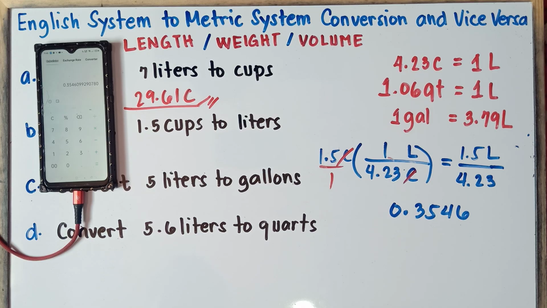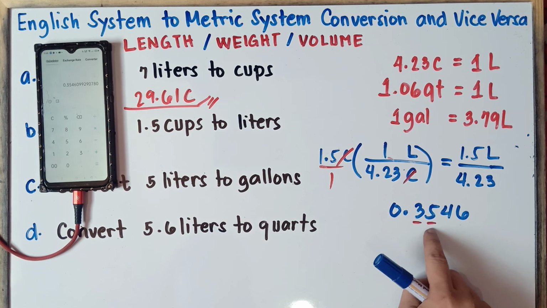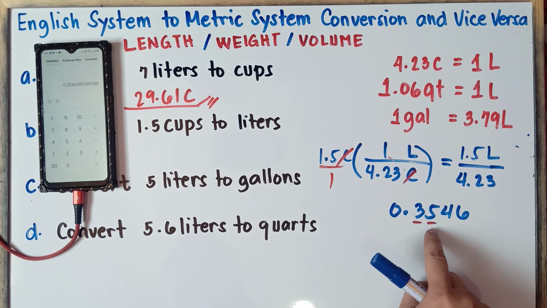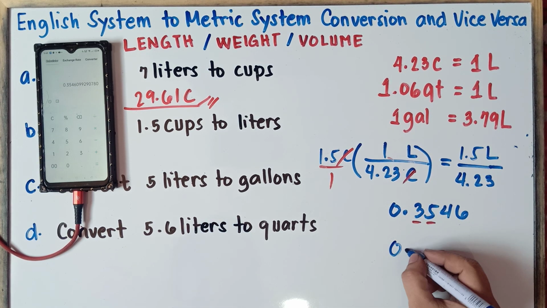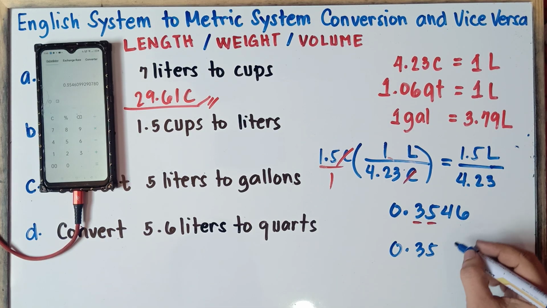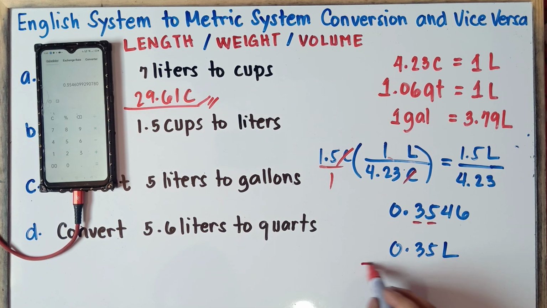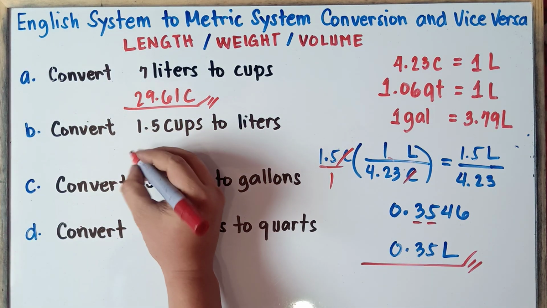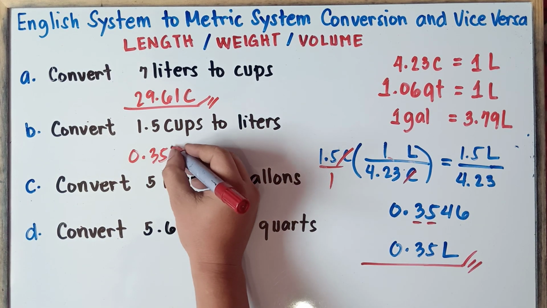So once again, class, we need to have at least 2 decimal numbers. So 35. After 5, that's 4. So therefore, we need to round down. Simply copy 5. Once again, class, after 5, that's 4. Round down. So the answer is 0.35. Do not forget the units, liters. That's it, class. All set for letter B. So this will be 0.35 liters.